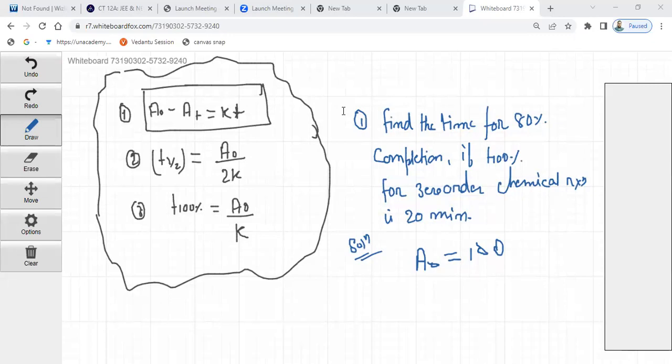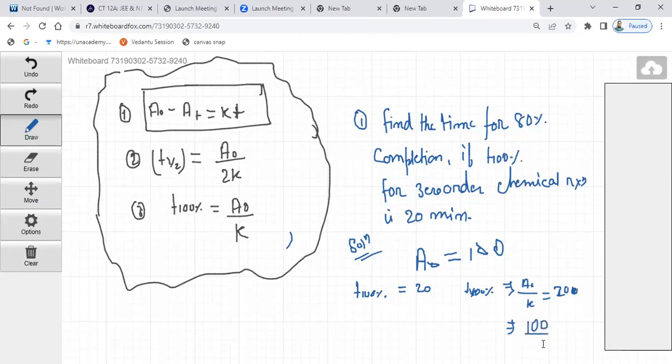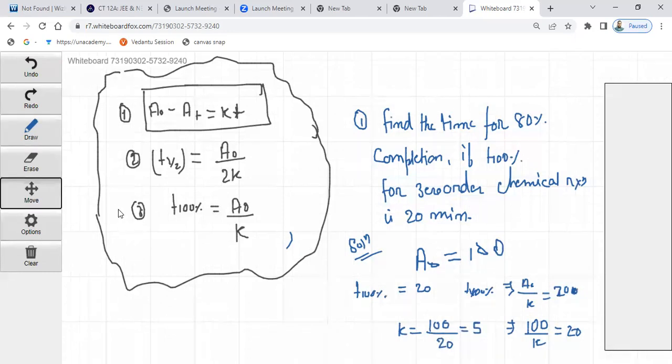After that, for 80, if I am calculating this question, then t 100% value will be equal to 20 minutes. So t 100% formula is A naught divided by K is equal to 20. If A naught value is equal to 100, then K value will be equal to 100 divided by 20, that will be equal to 5.